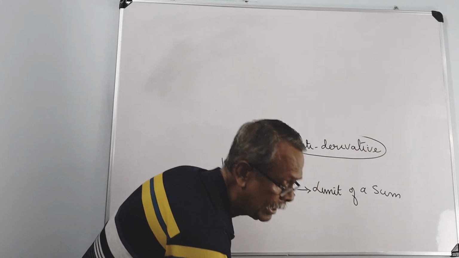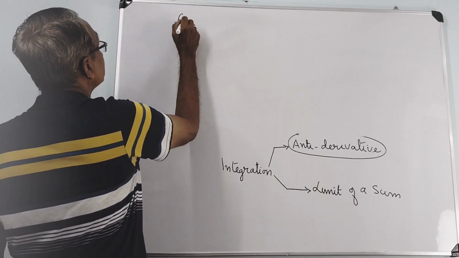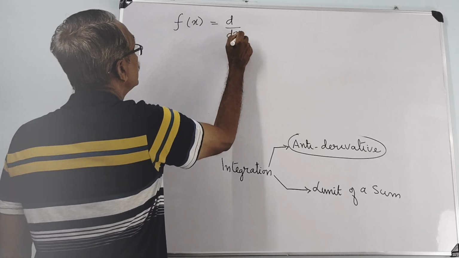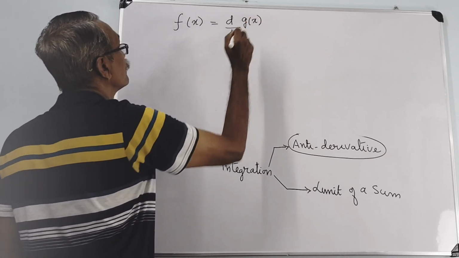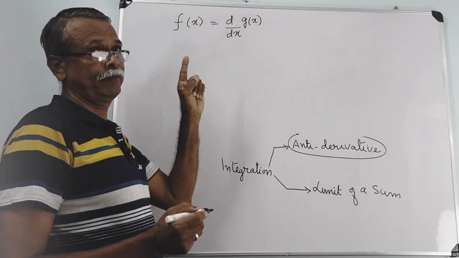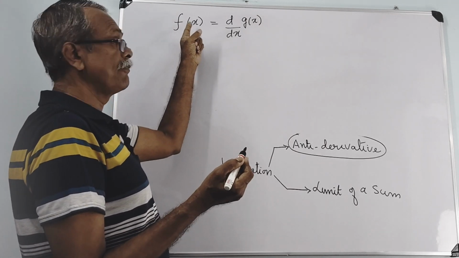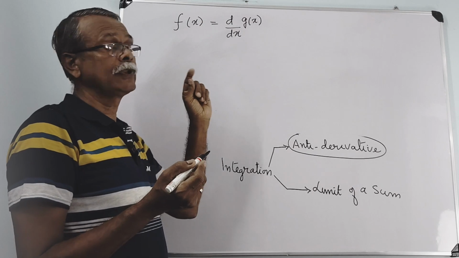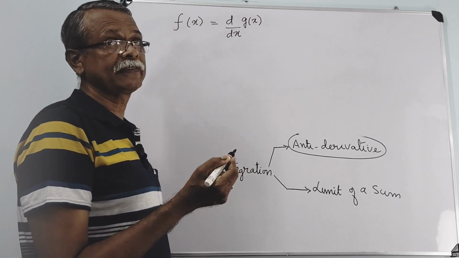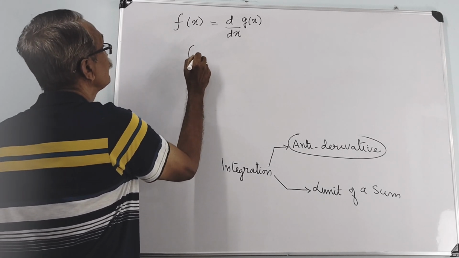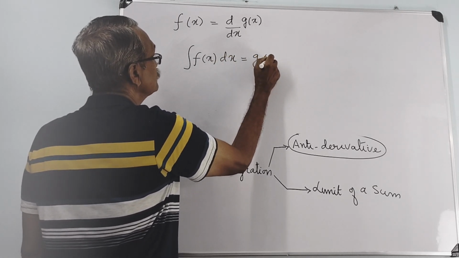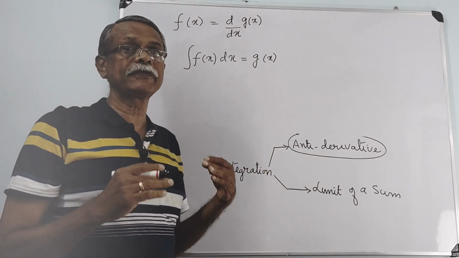Imagine that we have a relation f(x), that is a function of independent variable x, is equal to d by dx of another function g of x. Then we know that if you differentiate g(x), you will get f(x). And the reverse process is that if you integrate f(x), you get g(x). If you know g(x), you differentiate and find f(x). If you know f(x), you integrate and find g(x). And we write integral f(x) dx is equal to g(x). This typically is the reverse process of differentiation.